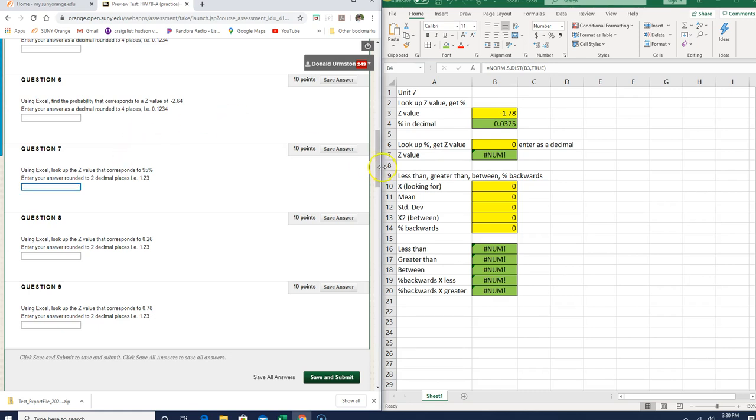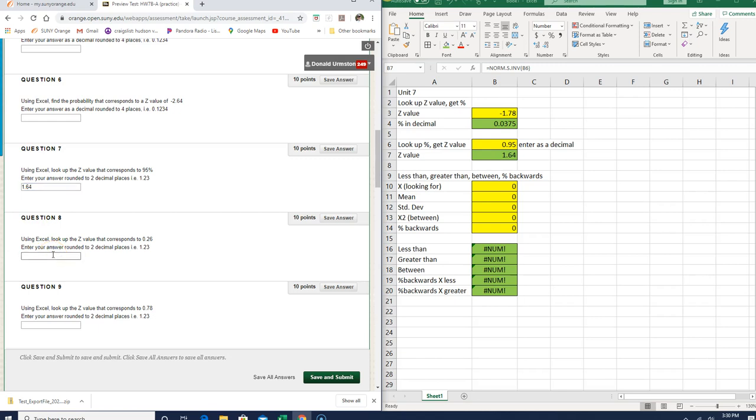So now we have to go to our second part here, which if we look in the formula, that's the norm.s.inv. And this one is asking for a value of 95%. So I'm going to put in 0.95 because it says enter as a decimal. And I'm going to get a z value of 1.6449, but it says to enter that as 2 decimal places. So I'm going to lower that to 1.64. 1.64.